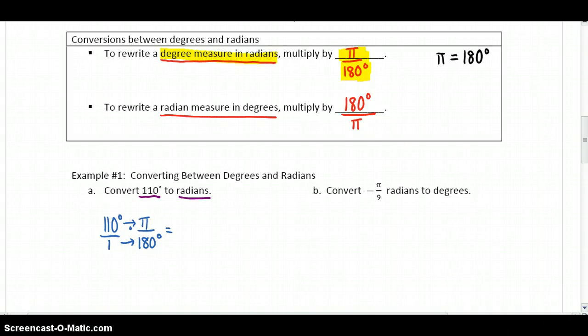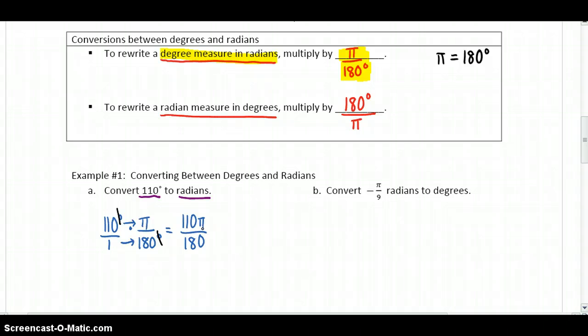Okay. What you should notice here is these degrees cancel out because it's degrees divided by degrees. That's how you know you chose the right fraction to multiply by. Those degrees should cancel out. So now I'm left with 110 pi divided by 180. And then you've got to simplify those numbers.